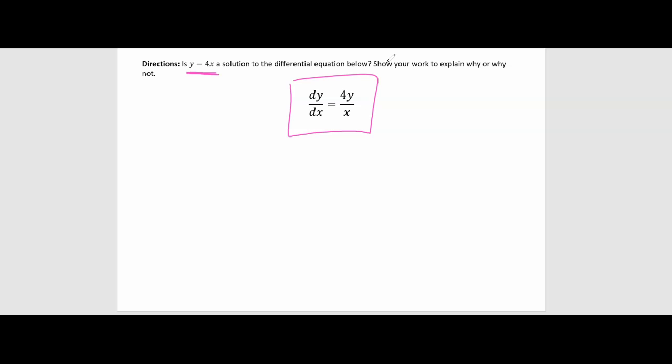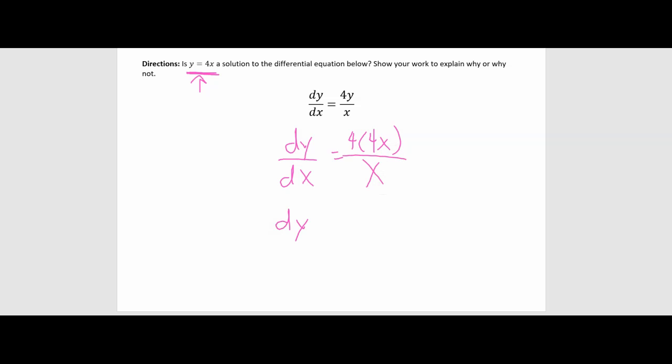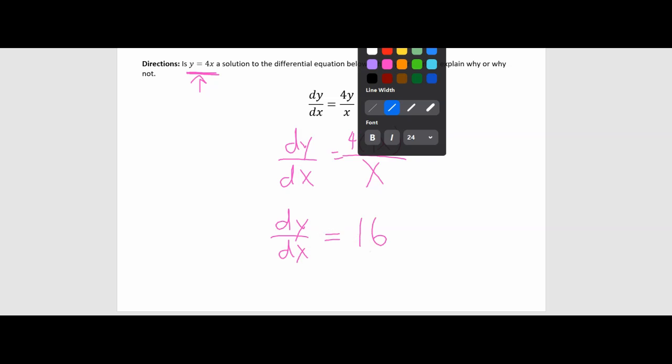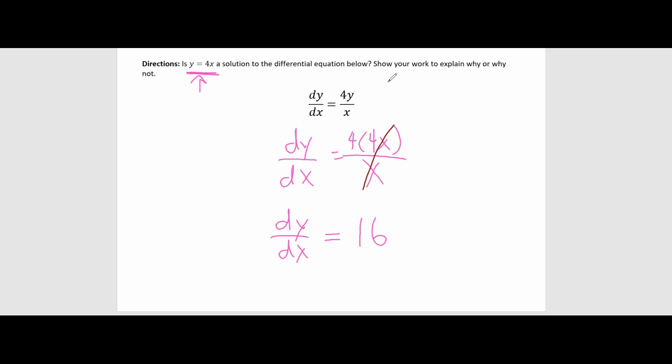It would probably help if I rewrote everything in terms of x's or y's. Because this first function is already solved for y, I'm going to replace the y in my differential equation with 4x. So dy/dx is equal to 4 times 4x over x. You could simplify: dy/dx is equal to 16, because these x's simplify. So what about this dy/dx?